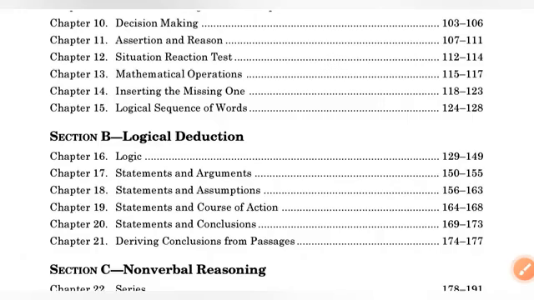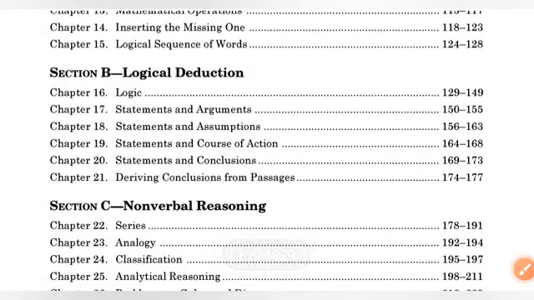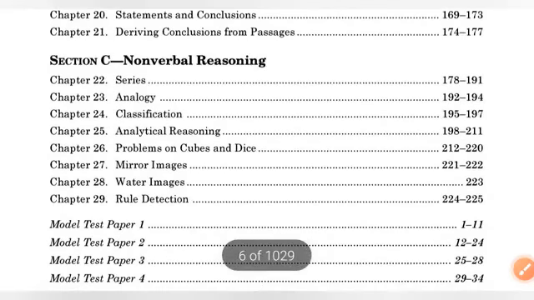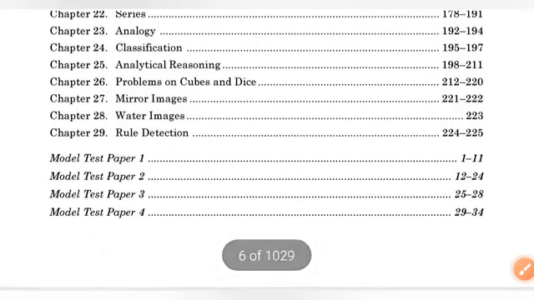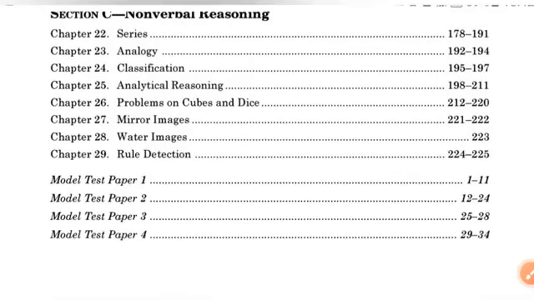Section B is logical deduction. It includes the chapters logic, statements and arguments, statements and assumptions, statements and course of action, statements and conclusions, deriving conclusions from passages. The non-verbal reasoning section includes series, analogy, classification, analytical reasoning, problems on cubes and dice, mirror images, water images, and rule detection. And in the last, some model test papers.